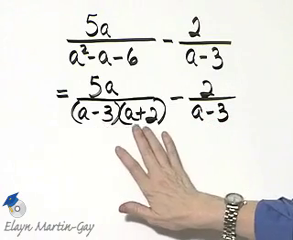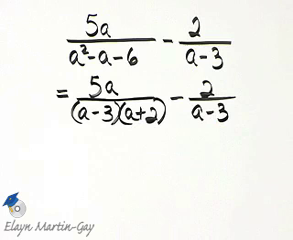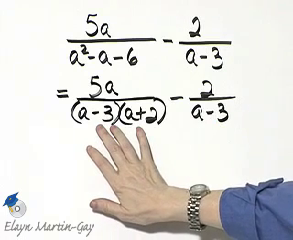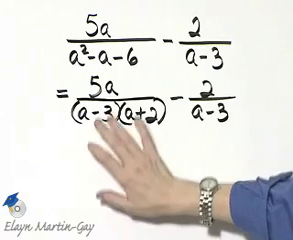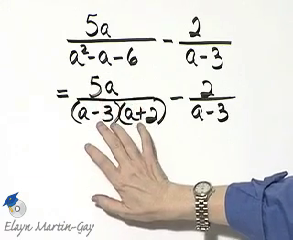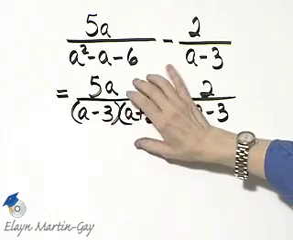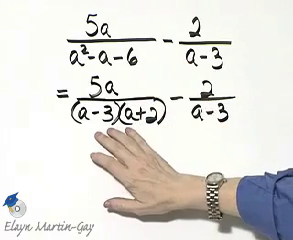And now look at these factors. What would be the least common denominator? It would be this denominator, a minus 3 times a plus 2. So I want to rewrite each fraction so that it has this denominator. Now obviously this fraction already has this denominator.